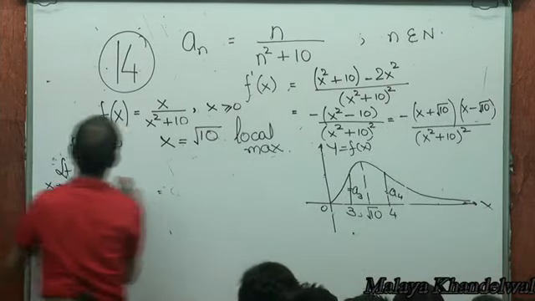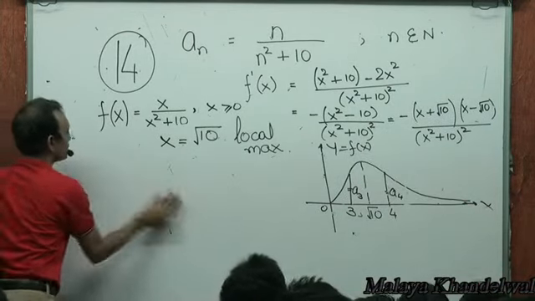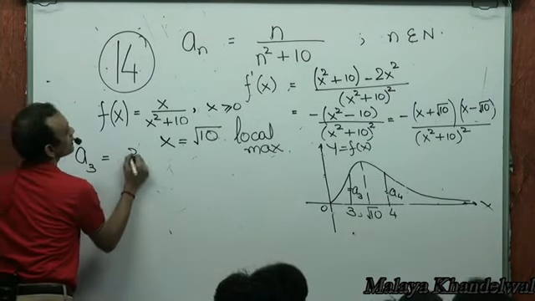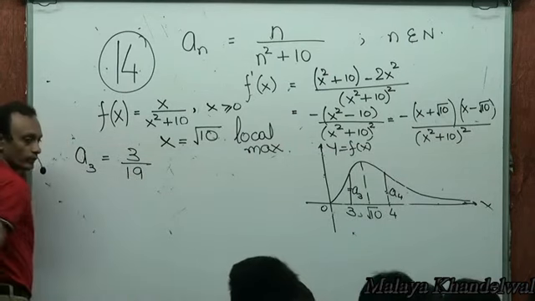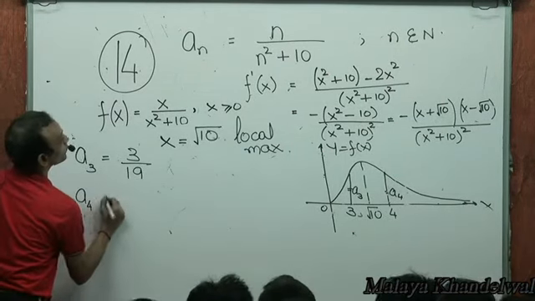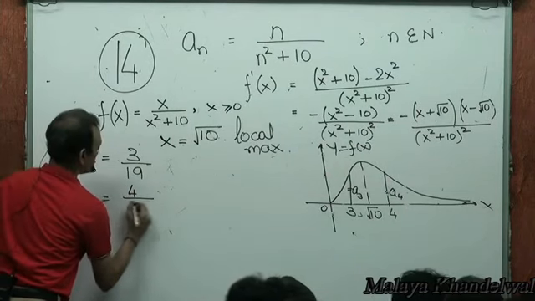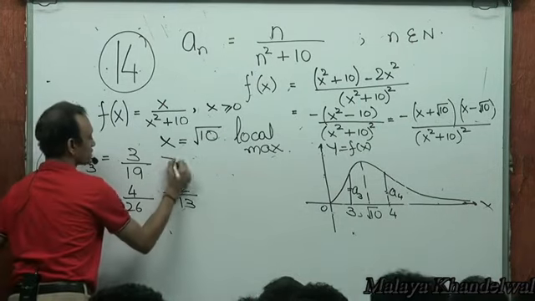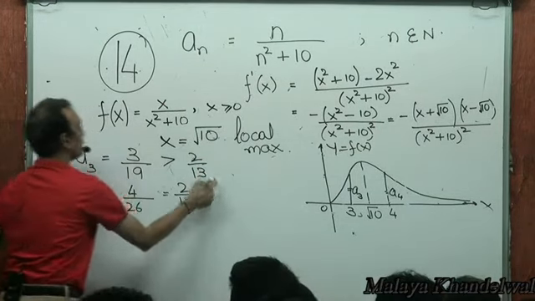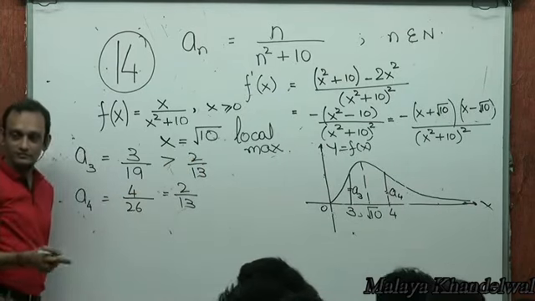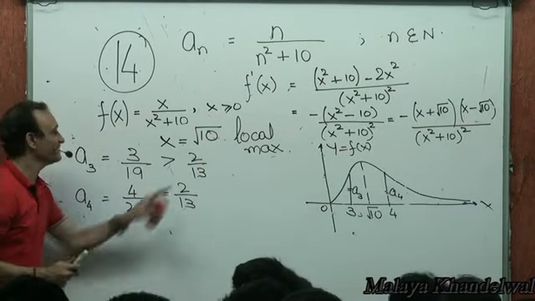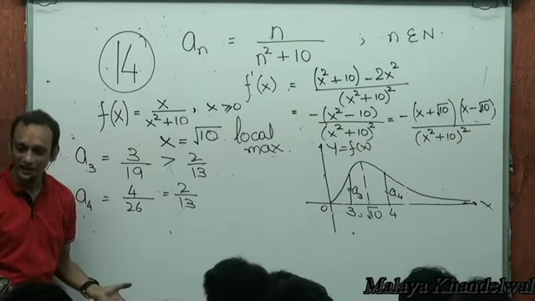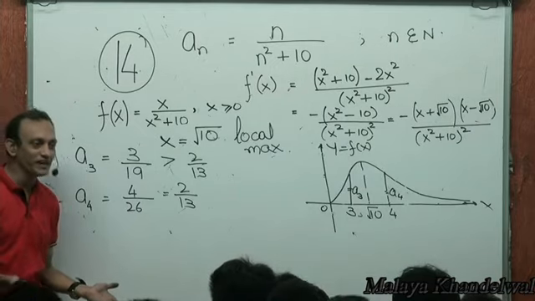So I just need to figure out which of the two is larger, A3 or A4, right? So let me just check what is A3. A3 is 3 by 19. A4 is 4 by 26, which is 2 by 13. This obviously is greater than 2 by 13. Why? Because 39 is bigger than 38. Isn't it? Because 39 is bigger than 38. Very simple, right? So this is true. So A3 is bigger than A4. Finish.